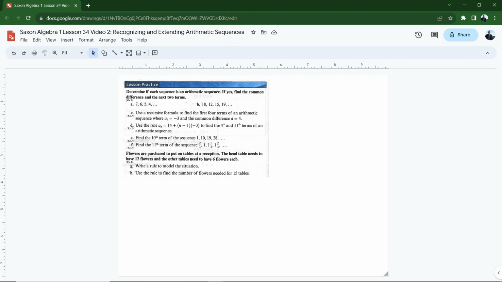We are going to do the lesson practice together at this point. And we're going to start off with some pretty easy problems. The first one, determine if each sequence is an arithmetic sequence. If yes, find the common difference and the next two terms.